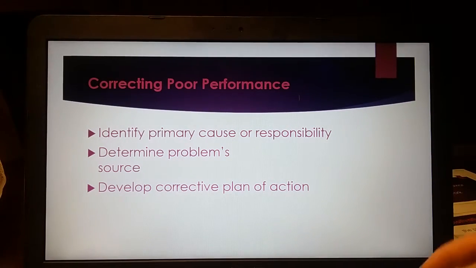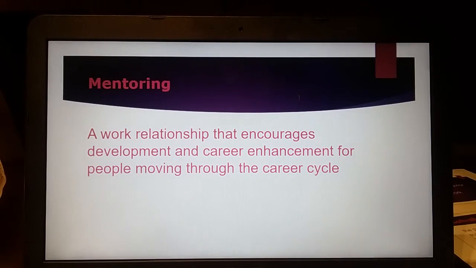All right, and then finally, in this chapter we talk about mentoring. It's a work relationship that encourages development and career enhancement for people moving through the career cycle. So you'll often hear about mentors. It's usually someone who's similar to them in terms of maybe what their background is, either in terms of gender or education or what their area of discipline is. Someone who can understand what they're doing.